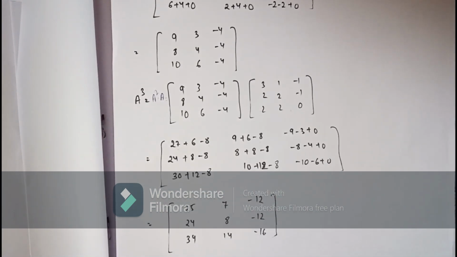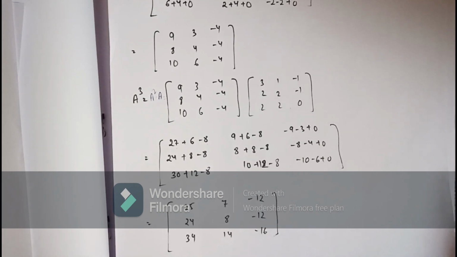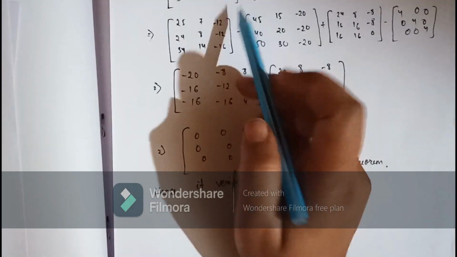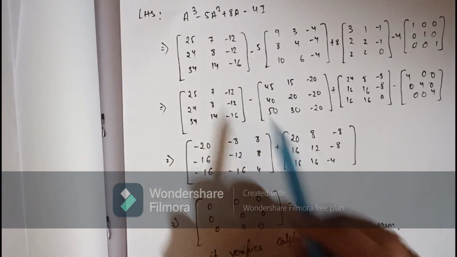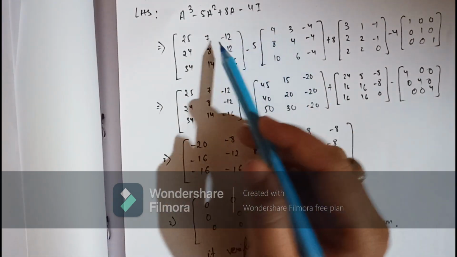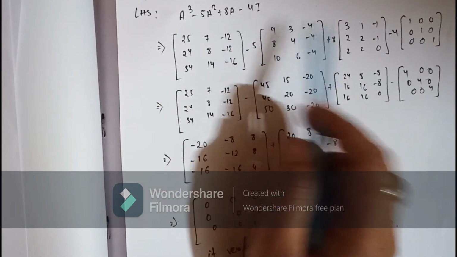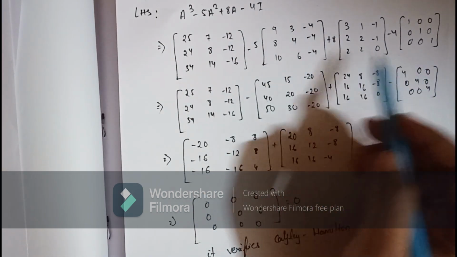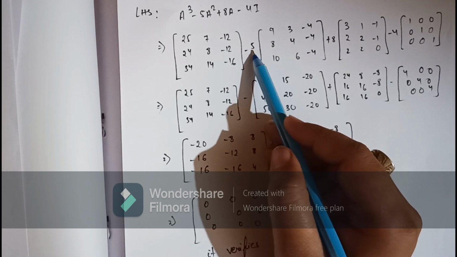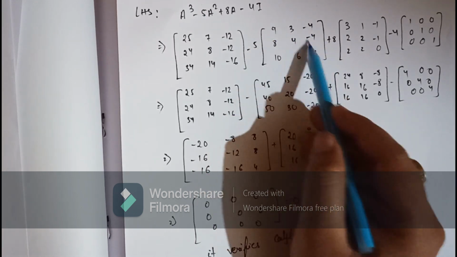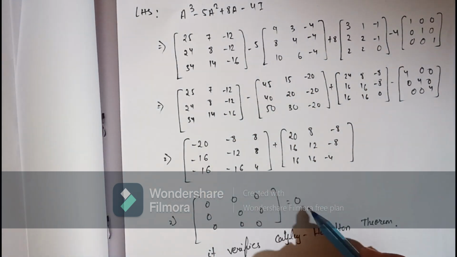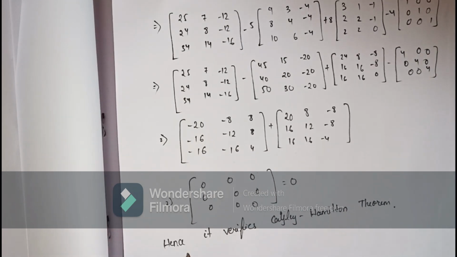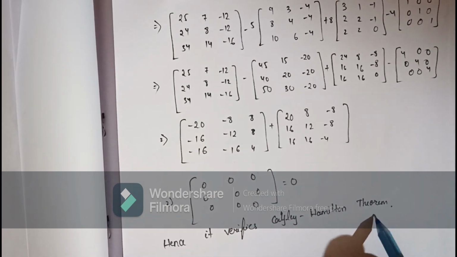After finding this, I have to verify. Verify means I have to take the LHS, and this much is the LHS. Then I have to replace A cube, A square, A, like this. And I means your identity matrix, and whenever I am multiplying a scalar quantity with the matrix, it gets multiplied with every element. After solving this, I got 0. That means it verifies the Cayley-Hamilton theorem.